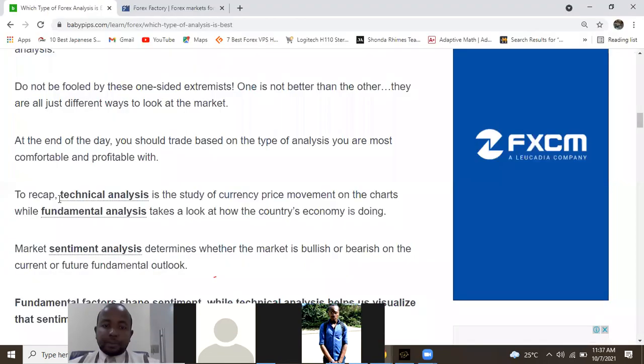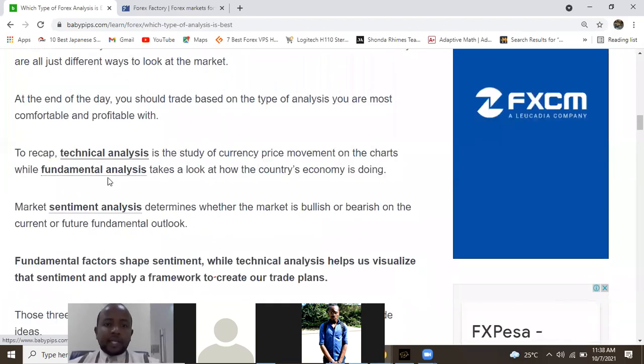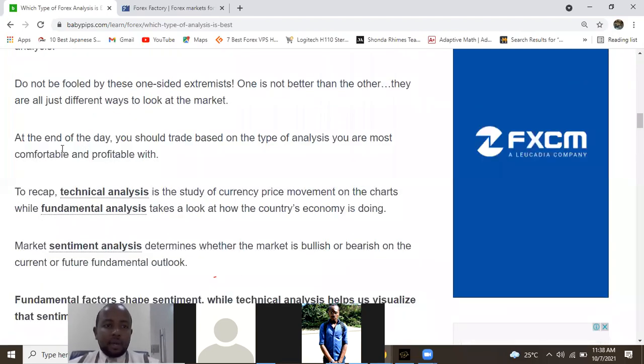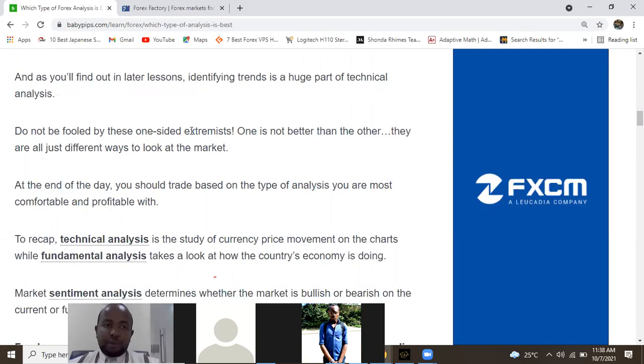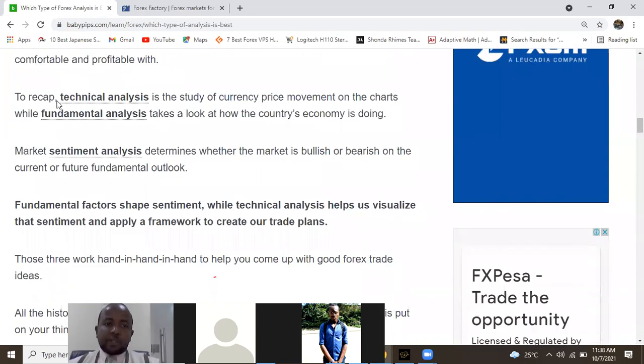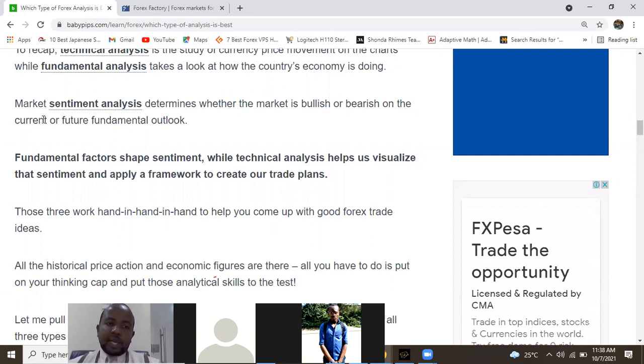So let's continue. So to recap, and also at the end of the day, you should trade based on the type of analysis which you are comfortable and profitable with. So don't be fooled by this. Yes, so you have to be able to understand. So let's recap. Technical analysis is the study of currency price movement on the charts, while fundamental analysis takes a look at how the country's economy is doing. Market sentiment analysis determines whether the market is bullish or bearish on the current or future fundamental outlook.